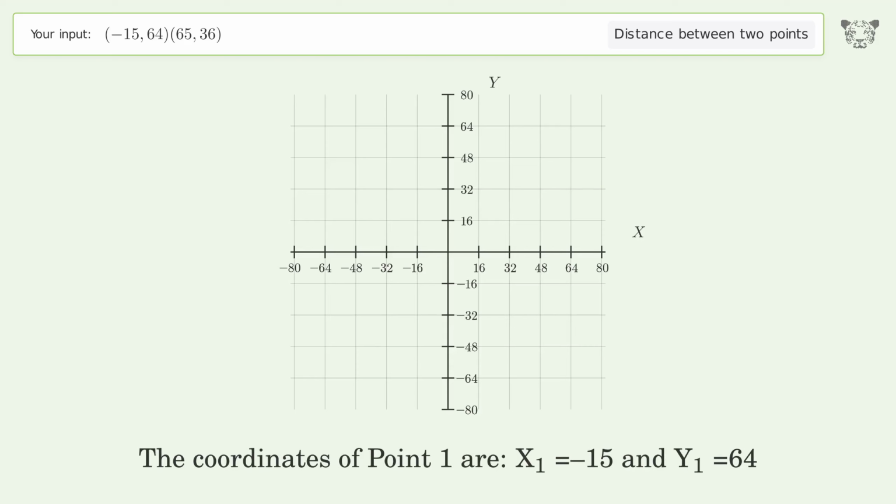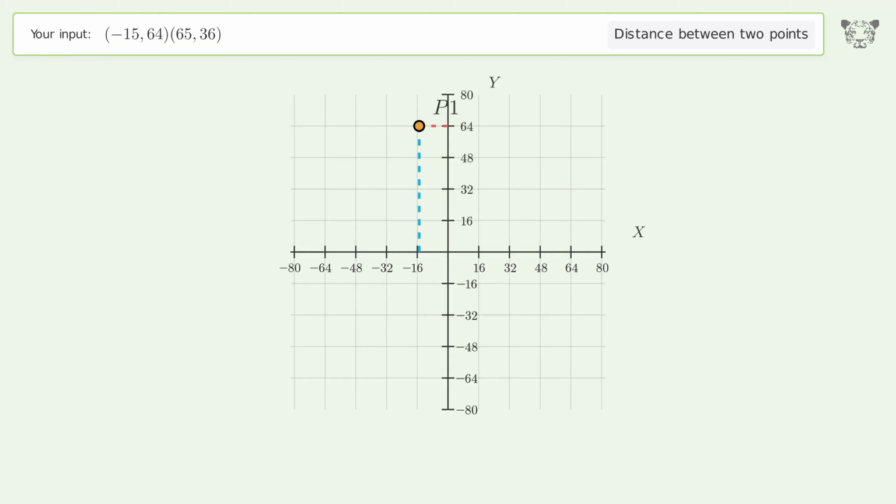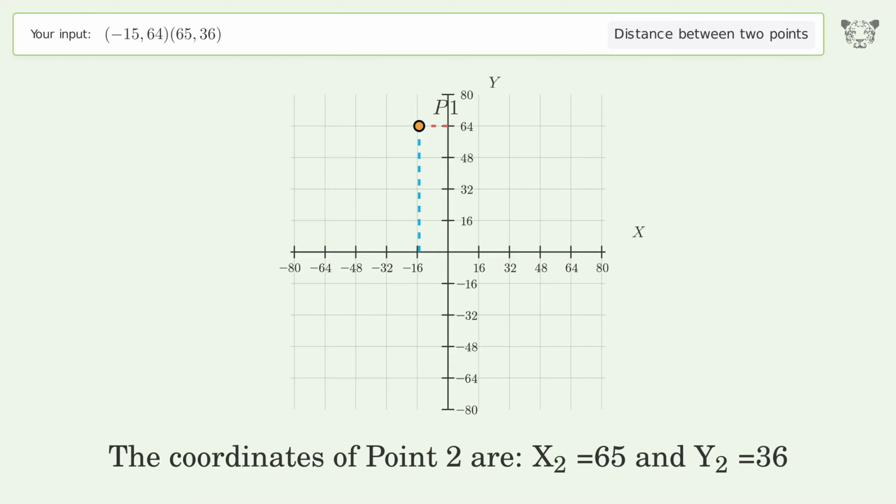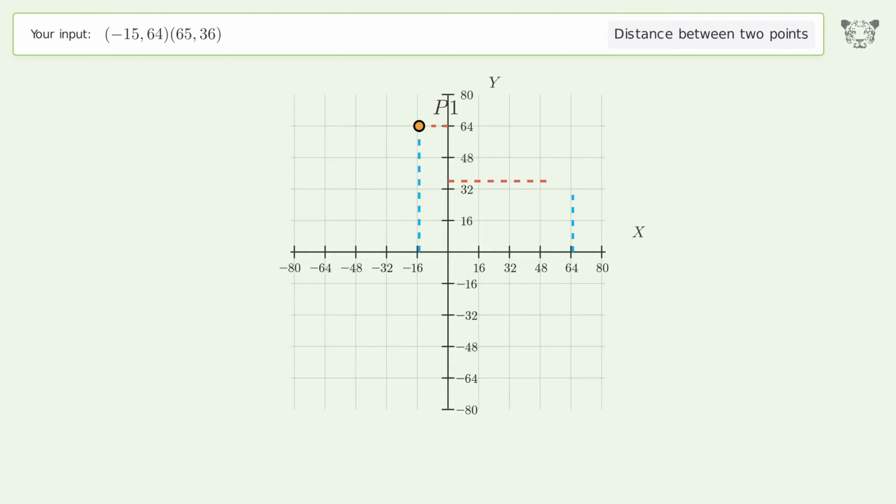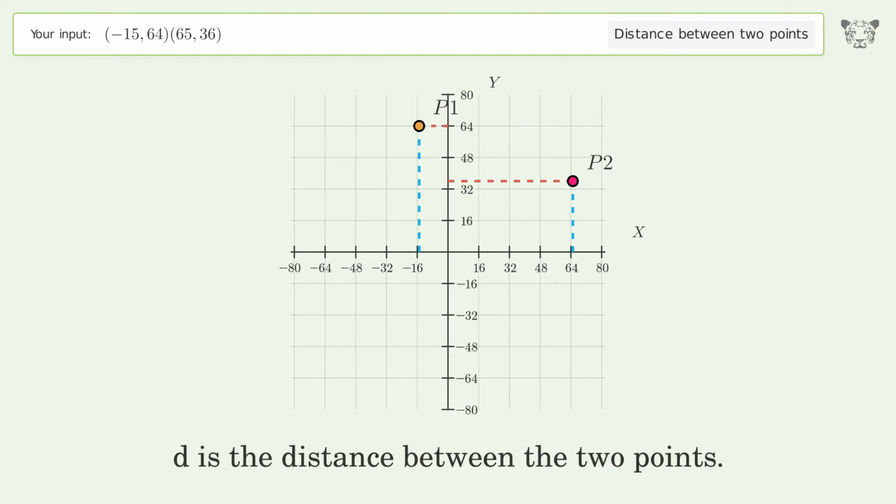The coordinates of point 1 are x1 equals -15 and y1 equals 64. The coordinates of point 2 are x2 equals 65 and y2 equals 36. D is the distance between the 2 points.